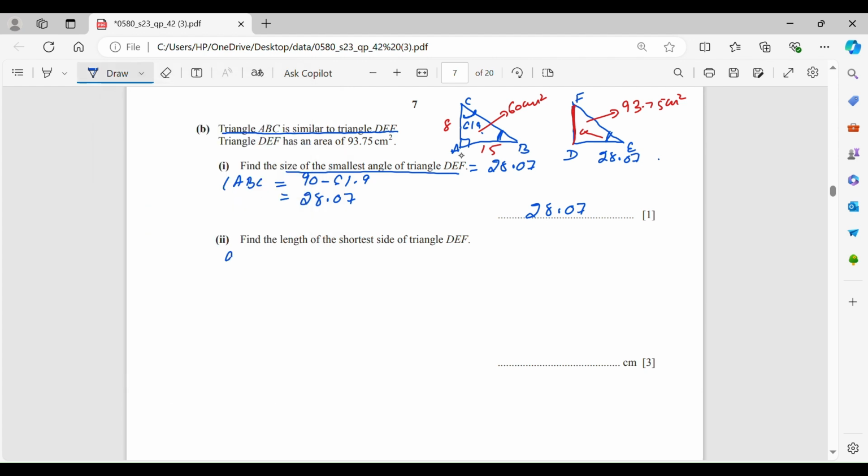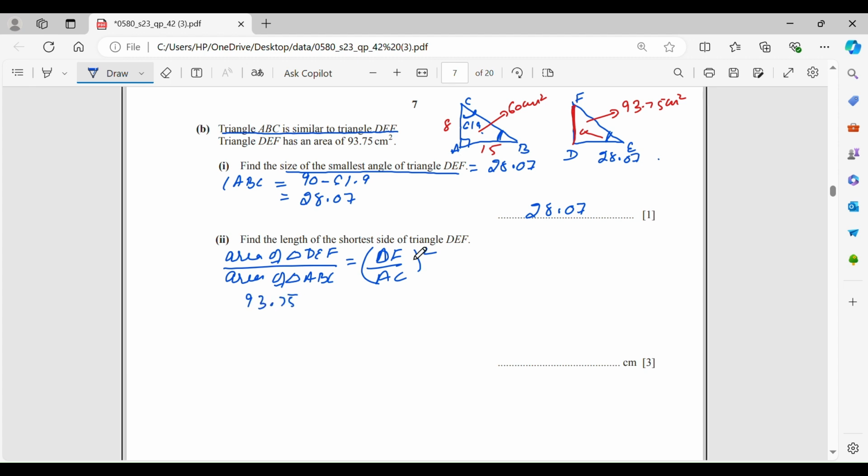Area of triangle DEF over area of triangle ABC is equal to DF over AC, whole square, right? So area of triangle DEF is 93.75 over 60. This is equal to DF, DF we need to find.